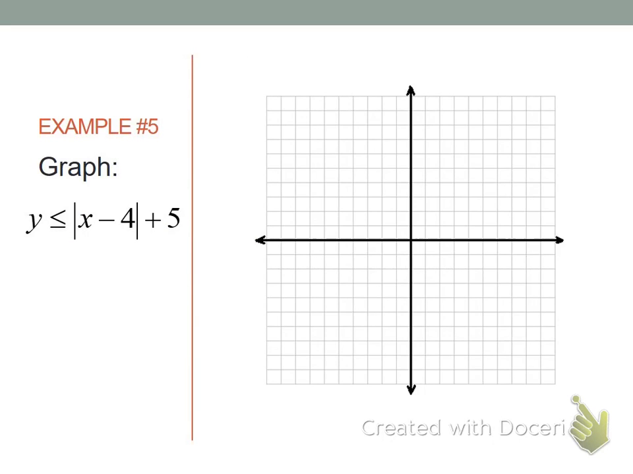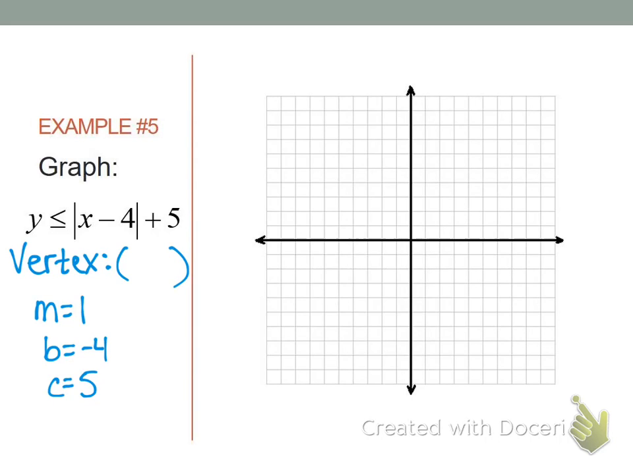First one, we have y is less than or equal to the absolute value of x minus 4, plus 5. When we graph these, again, it is important to identify your vertex first. So in order to identify our vertex, we always talked about our M, our B, and our C. What is our M? 1. It's whatever's right in front of x. That would be a 1. Our B is -4. And our C?